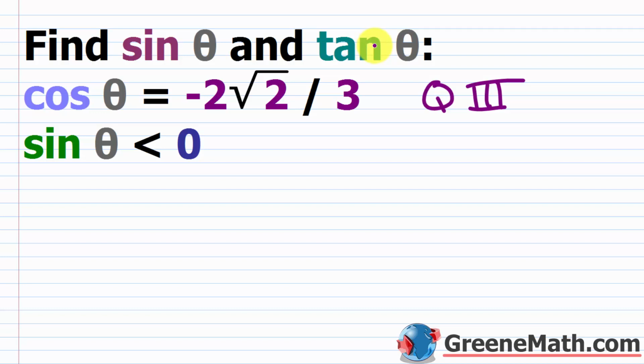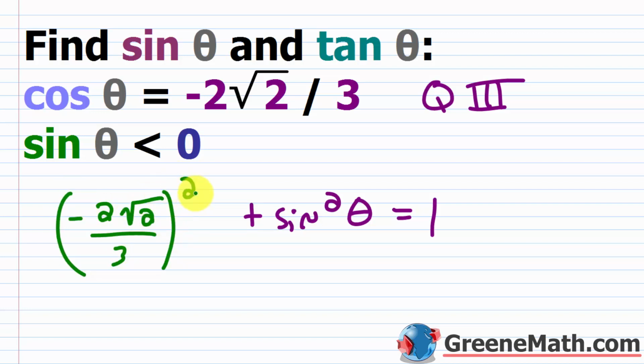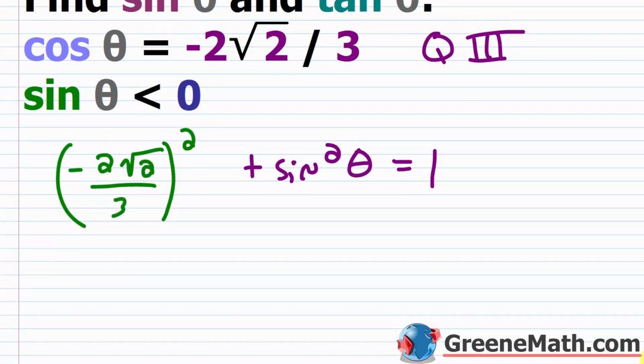Well, we can use our Pythagorean identity, the one that says cosine squared theta plus sine squared theta equals 1. I know this is normally reversed, but I'm writing it this way to give myself some room because I want to plug in here. So I'm going to plug in for cosine theta, negative 2 times the square root of 2 over 3. Remember, this guy is squared. It's so important that you don't forget to square things, okay?